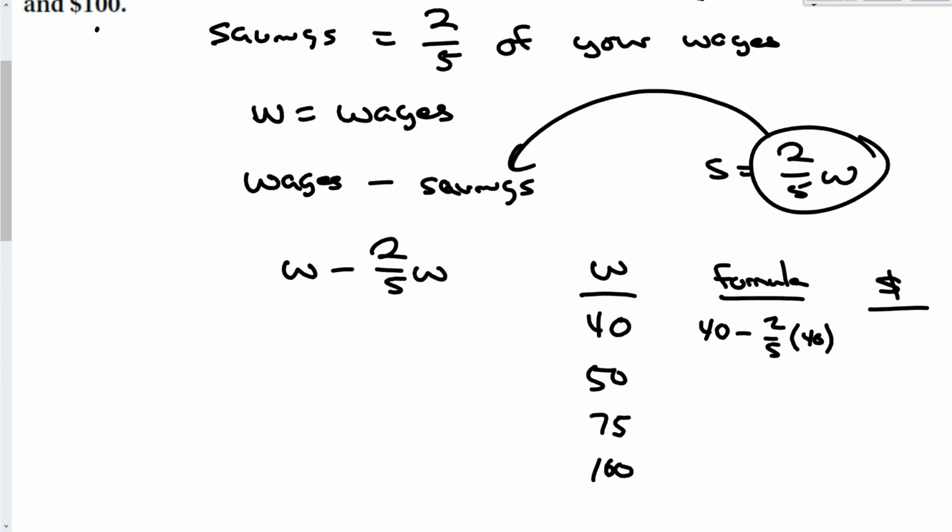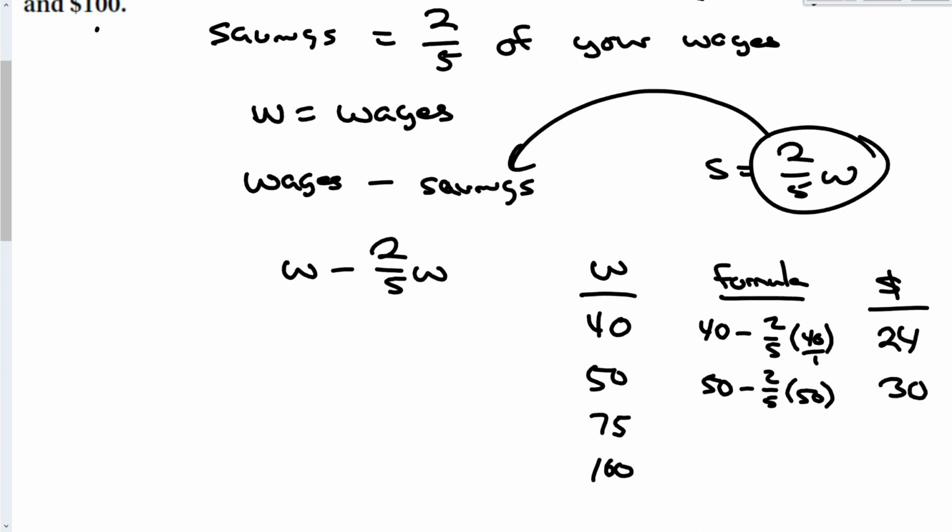If we remember that 40 is also a fraction, 40 over 1, I'm going to do 2 times 40 divided by 5. Take that answer: 2 times 40 divided by 5 is going to be 16. So 40 minus 16 gives me 24. And we can do the same for the rest of these. So that's 50 minus 2/5 times 50, which would give me 30.